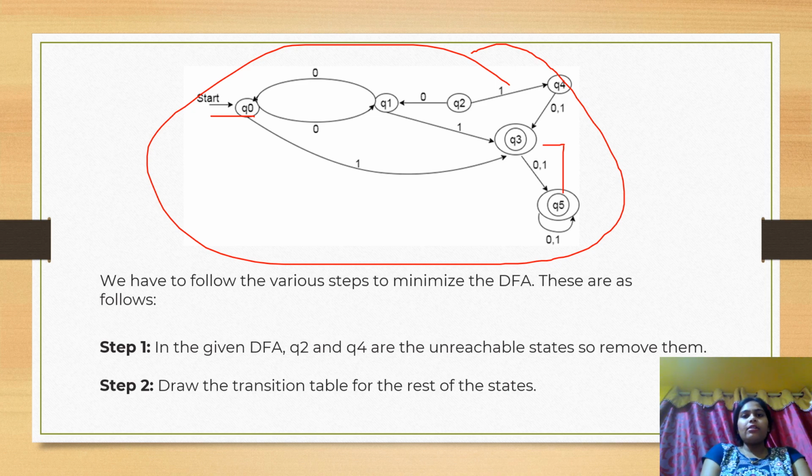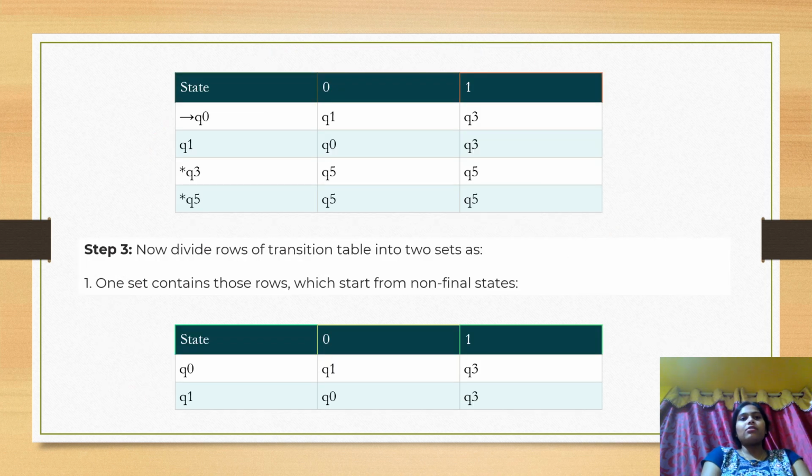In step 1, in the given DFA, Q2 and Q4 are unreachable states, so we'll remove them. Here this is Q2 and this is Q4. These states are unreachable because there is no flow of direction to Q2 and Q4. There are only transitions from Q4 to other states, but none into Q4. That's why we remove these states. Next, we draw the transition table for the rest of the states.